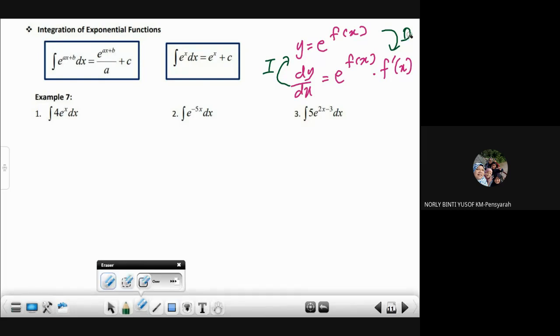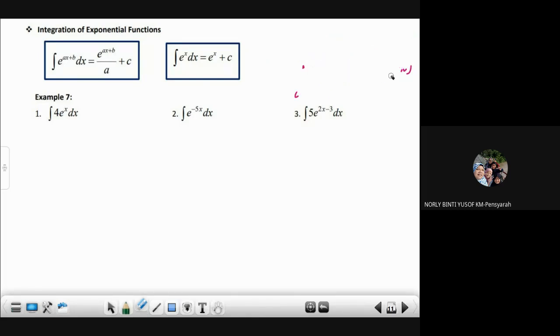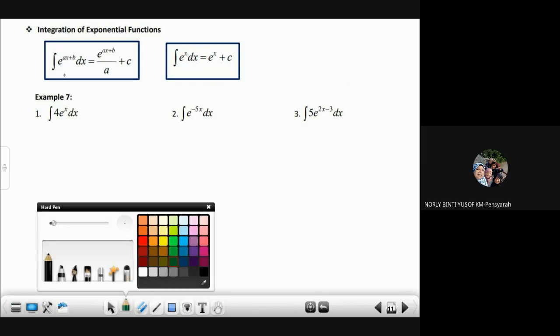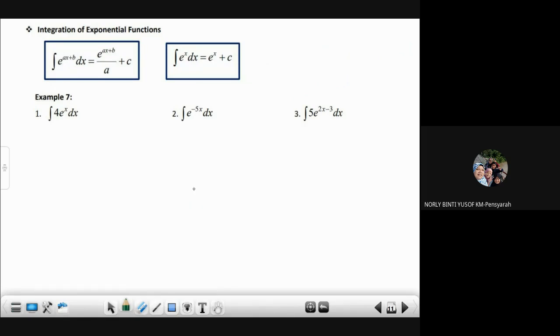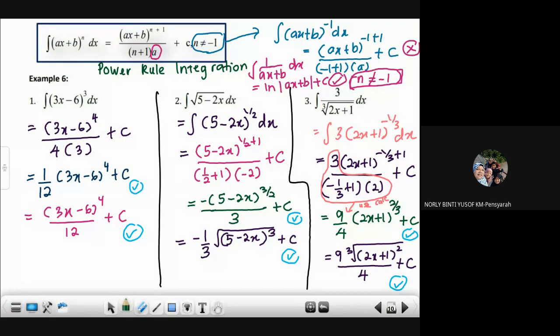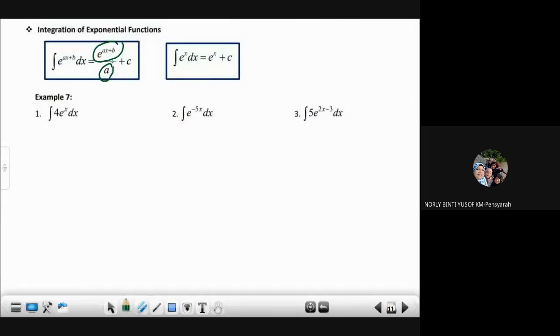So let us look at integration. Look here: integration of e power of ax plus b. In differentiation, you put it as a multiplication beside it. So when you integrate, you write back the exponential, the exponential ax plus b function. But when you differentiate the power of the function, you divide. So you can see the integration process is division, like the power rule for integration. The same goes for exponential.